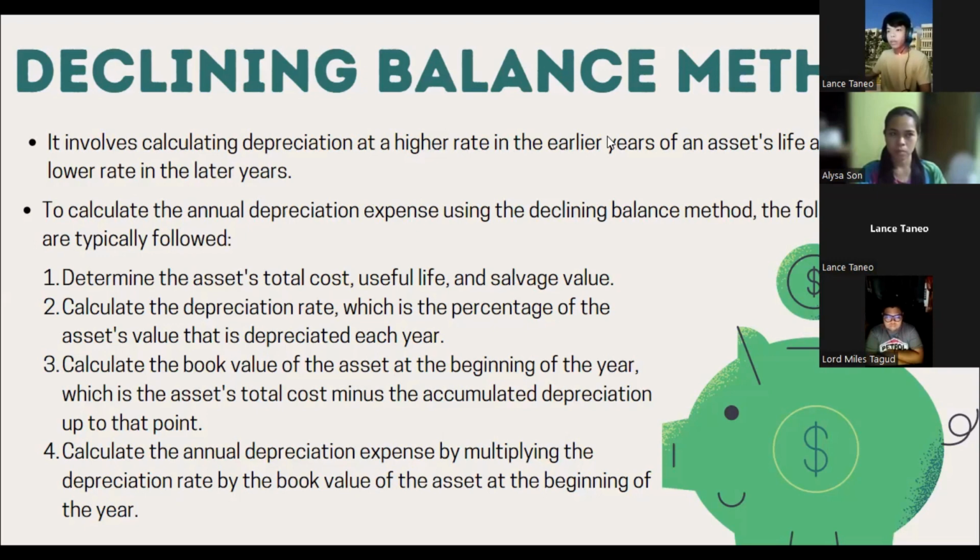The following step will be calculating the book value of the asset at the beginning of the year, which is the asset's total cost minus the accumulated depreciation up to that point. The last step will be calculating the annual depreciation expense by multiplying the depreciation rate by the book value of the asset at the beginning of the year.